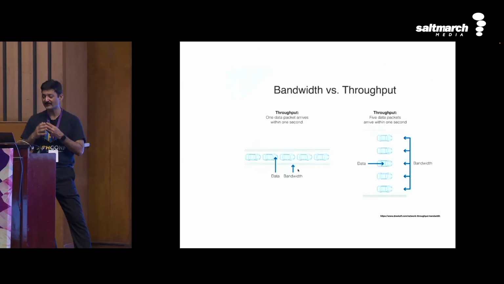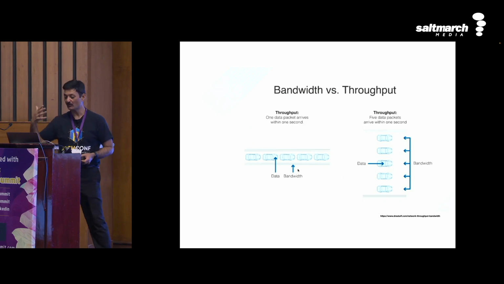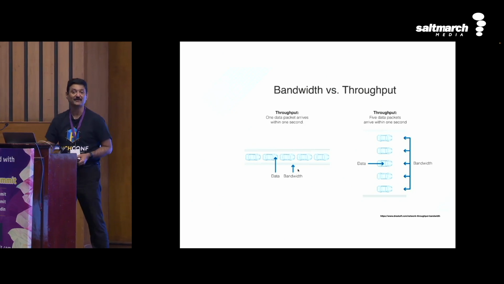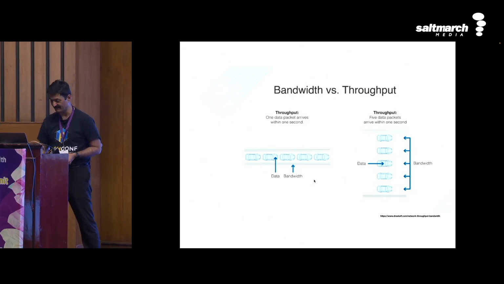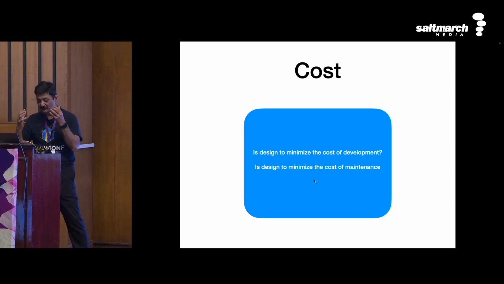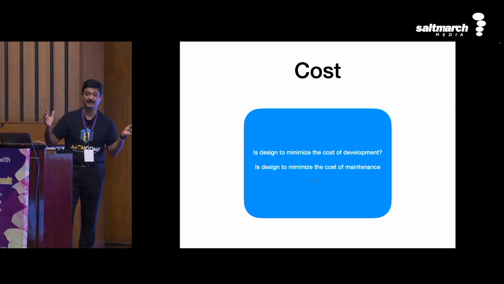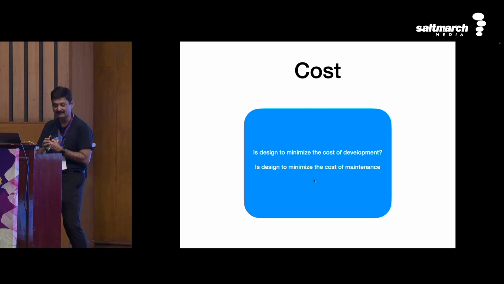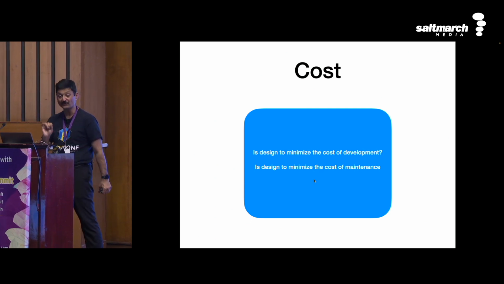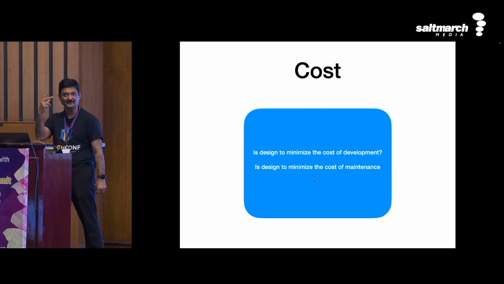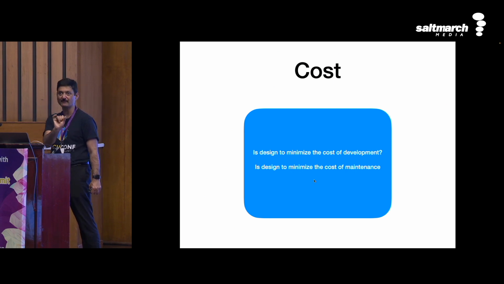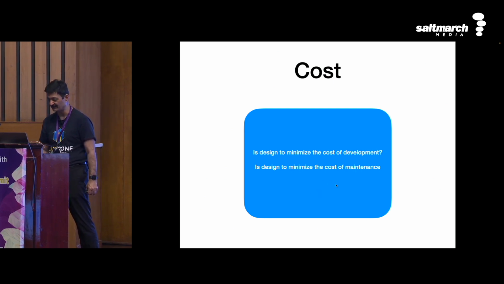Another important thing is how much is your throughput? How much data you need to process per second? That is an important number you need to understand. And you need to design to minimize the cost of development, so you take less time to design, and minimize the cost of maintaining also. If you do these two things, cost of development is less and maintenance is less. That will help you drive your decisions.